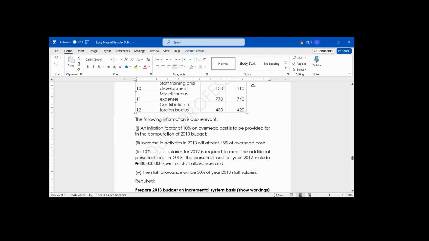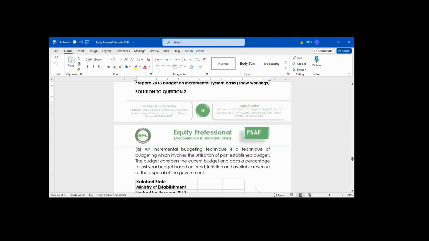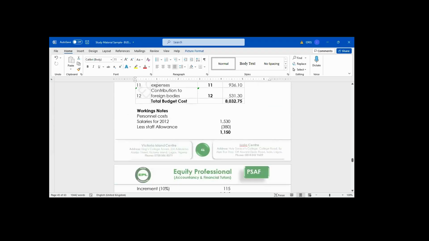$380 million spent on staff allowance. Now, let's go to the workings. Personnel cost for 2012 is 1,530,000,000. When you remove the staff allowance, 380 million, that means the balance will be what?